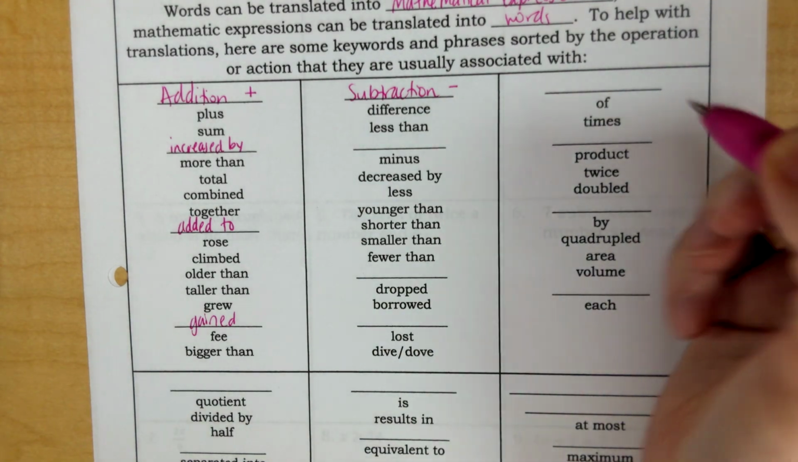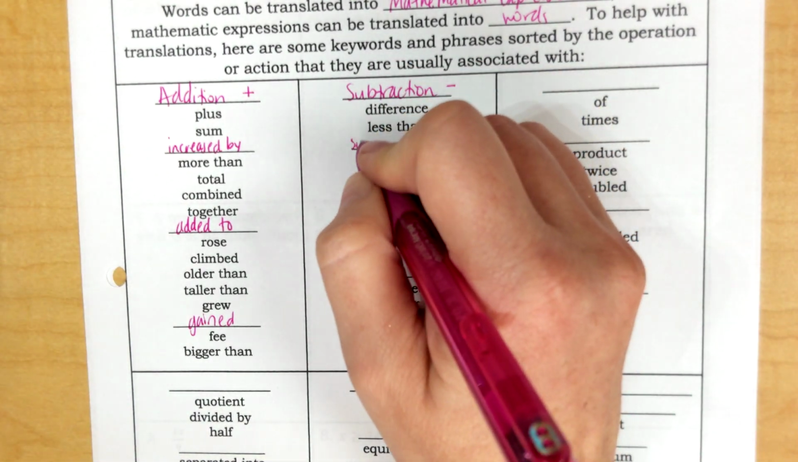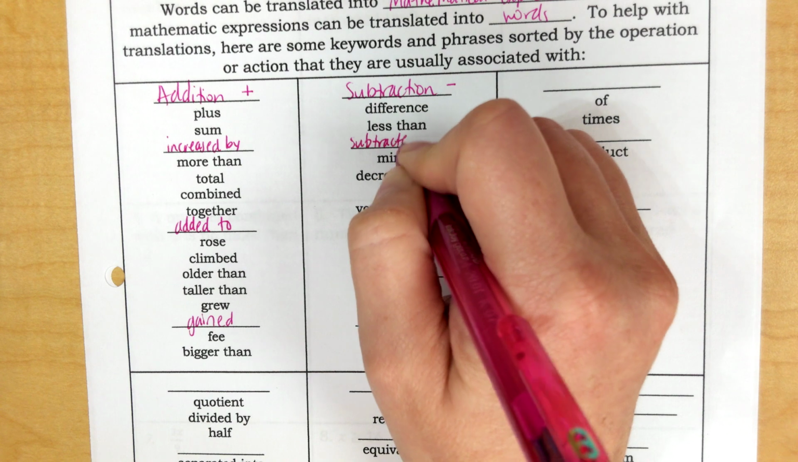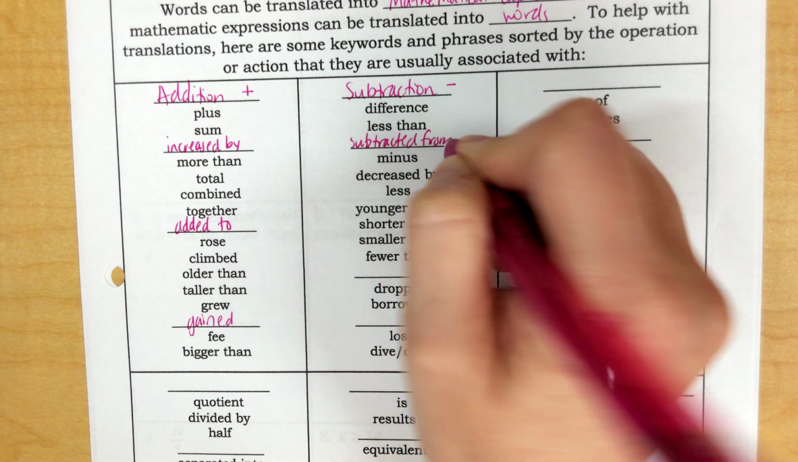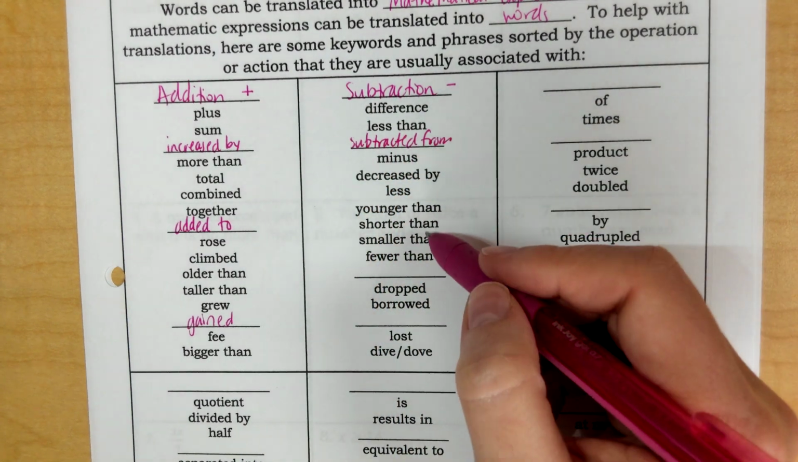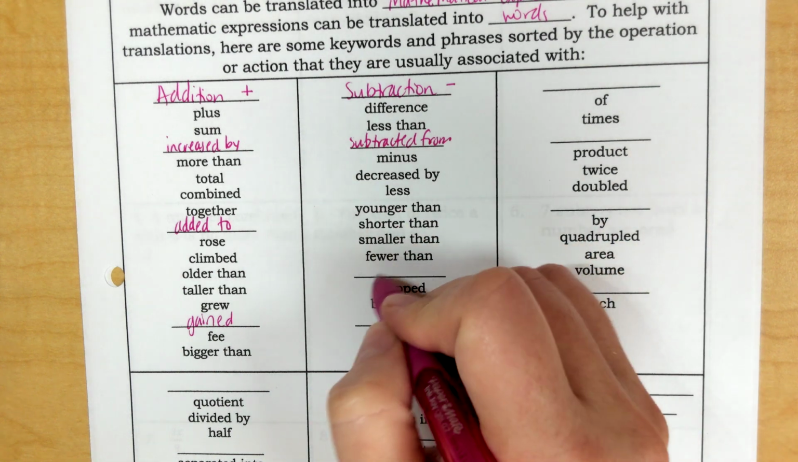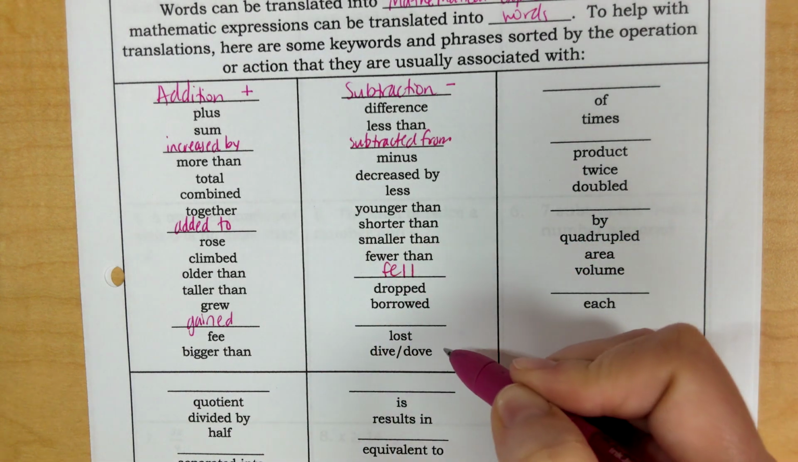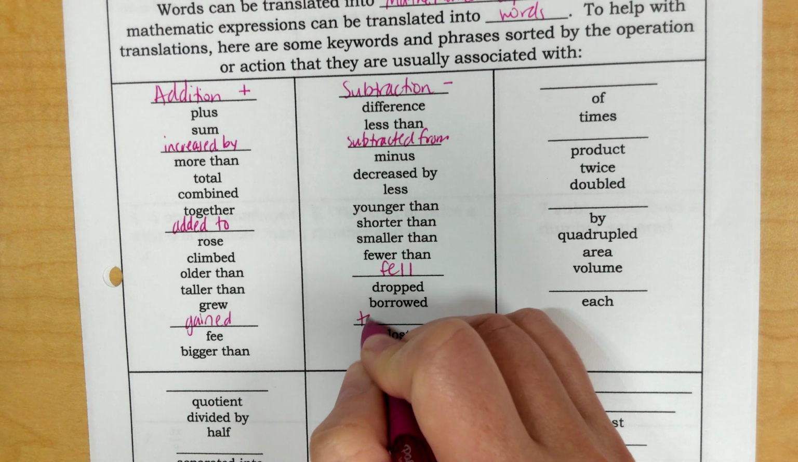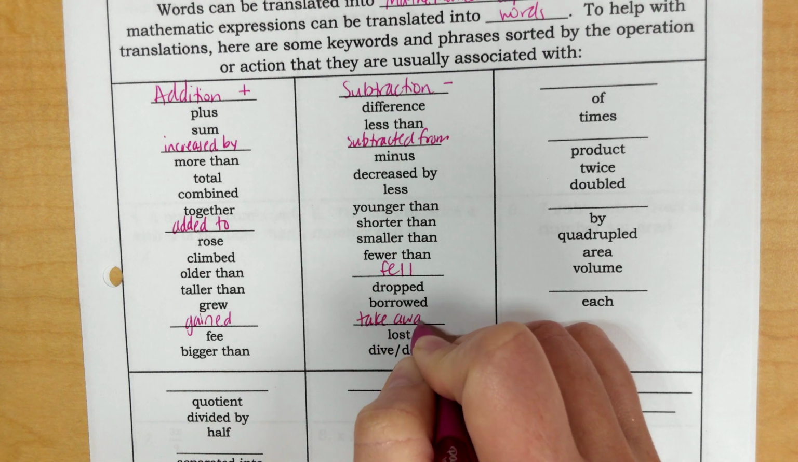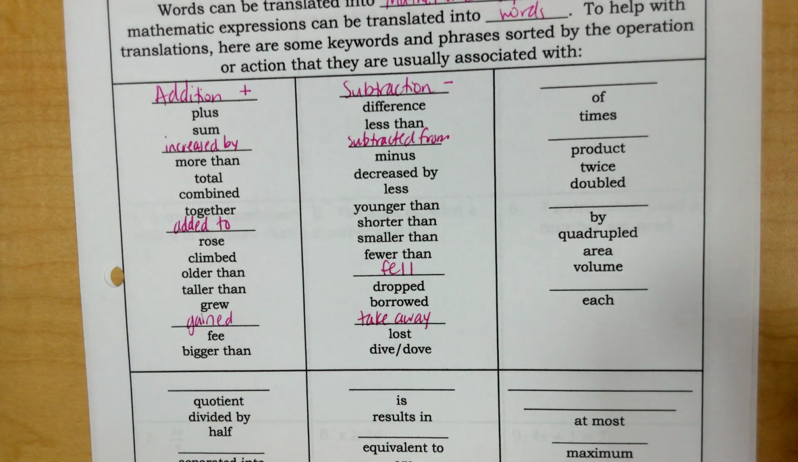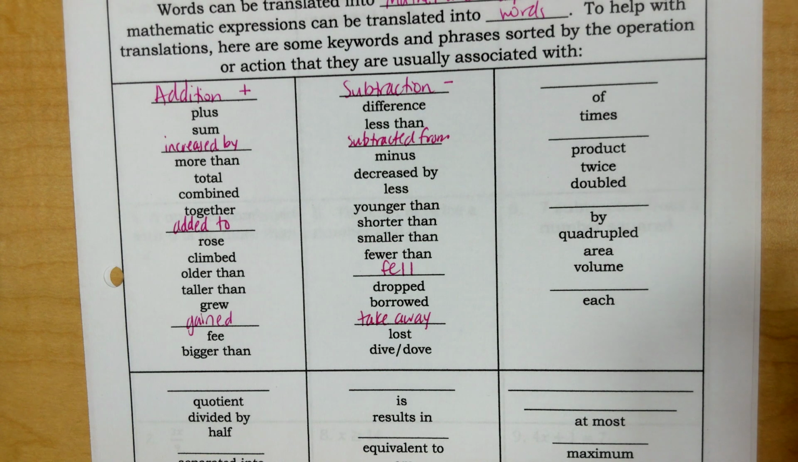Okay, so words like difference, less than, subtracted from, minus, decreased by, less, younger than, shorter than, smaller than, fewer than, fell, dropped, borrowed, take away, lost, dive or dove. Okay, all of those are going to be subtraction.